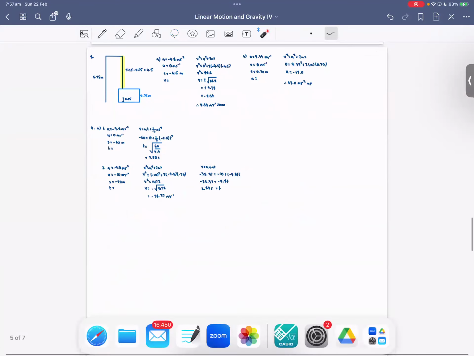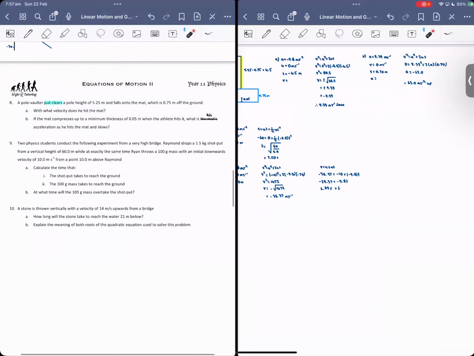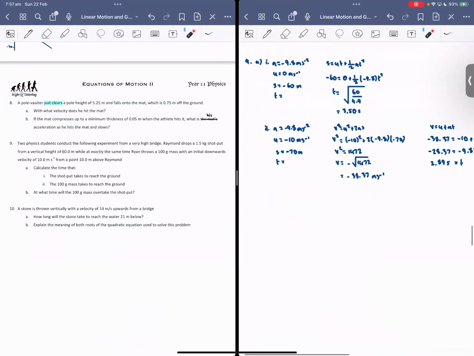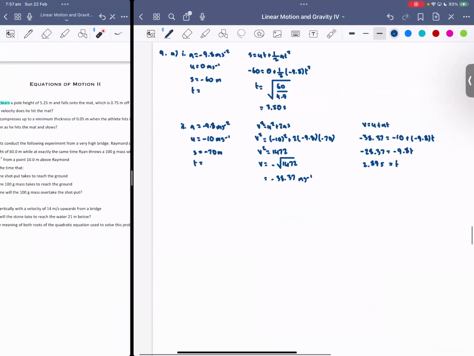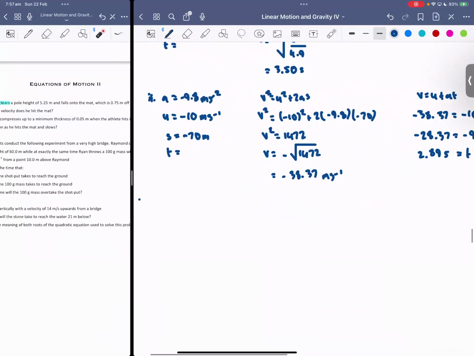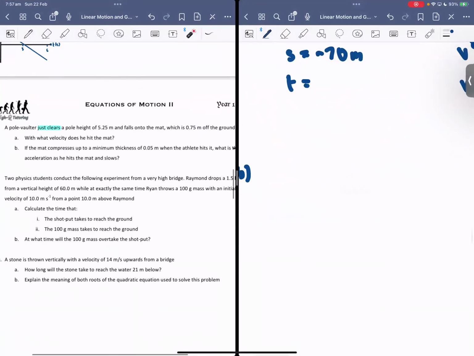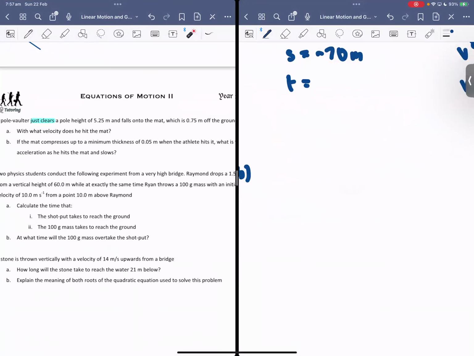All right, next one. At what time will the 100-gram mass overtake the shot put? All right, who's got a bit of a head start? Who has to travel more? I'm pretty sure the mass has to travel more, right? Because the mass is from higher up. How much more does the mass have to travel?